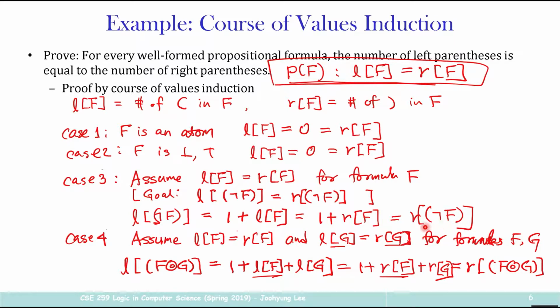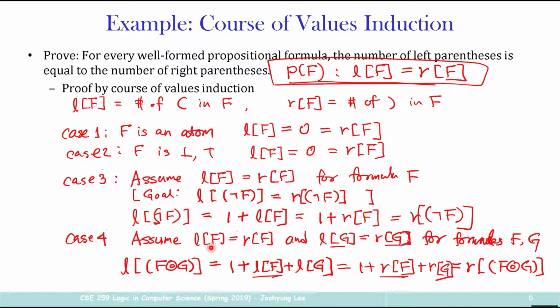Okay? So, whatever the number of right parentheses in F plus 1. Okay? Now, case 4 is similar, but you have actually two induction hypotheses. Because this is course of values induction, you can use induction hypothesis for whatever formula that is smaller than the current formula that you are going to prove. Among them, you choose the next largest formula, which is F and G.